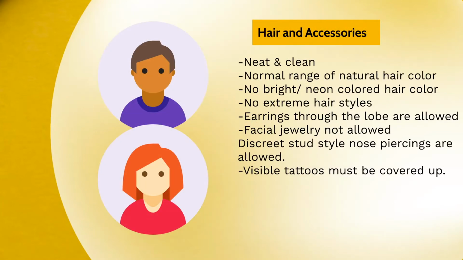Now looking at hair and accessories. Please make sure that your hair is always neat and clean. It's always in a normal range of hair color. No bright or neon colored hair is allowed. No extreme hairstyles. And earrings are allowed through the lobe, but no facial jewelry. The only facial jewelry that will be allowed is a discreet stud on your nose. And then all visible tattoos must be covered up.